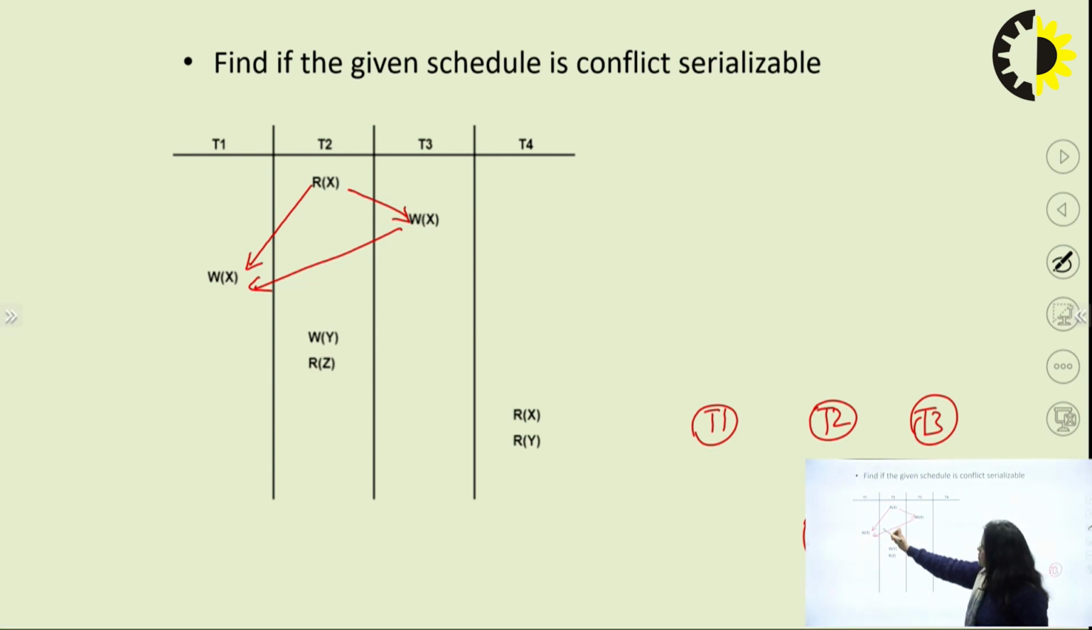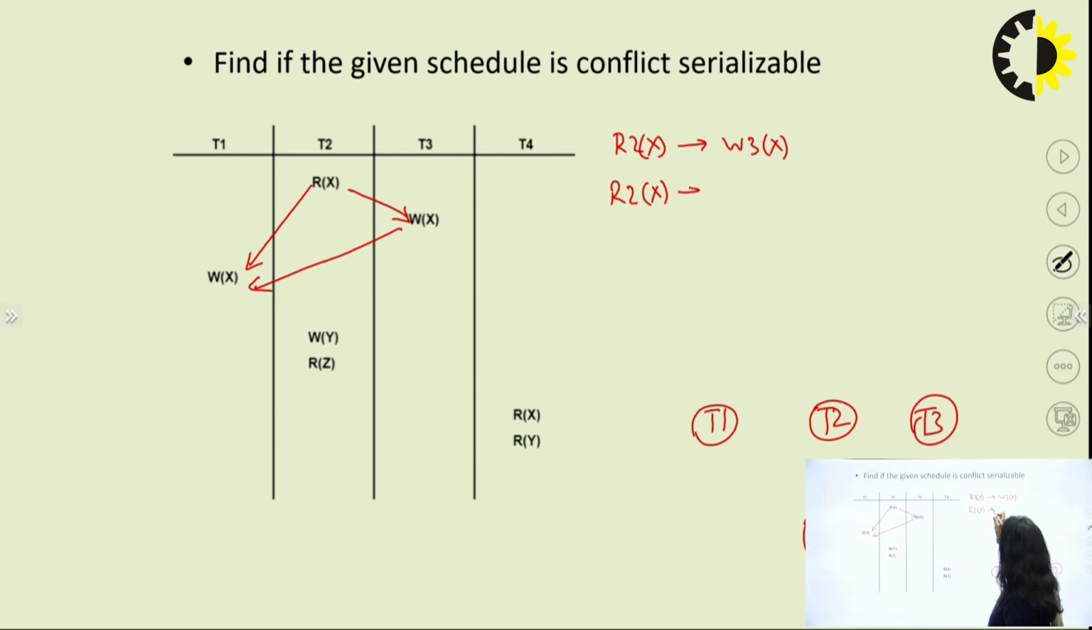Okay. So as we are drawing these edges, we'll write the ordering of edges here. So first of all, what we have written: R2 X to W3 X. First edge we have drawn, and the second edge is R2 X to W1 X, and the third edge is W3 X to W1 X. Okay, so 3 edges we have drawn.